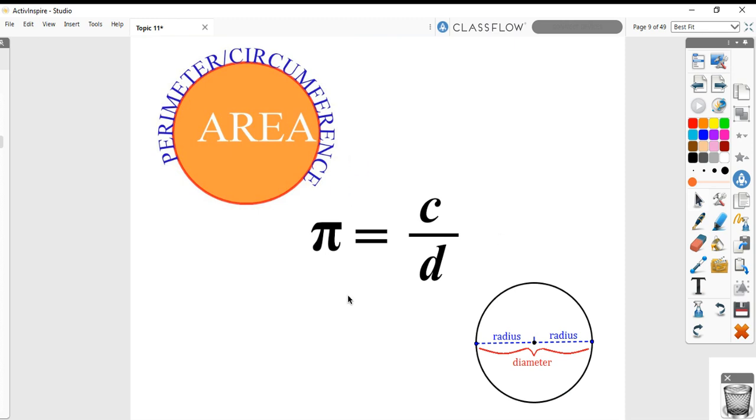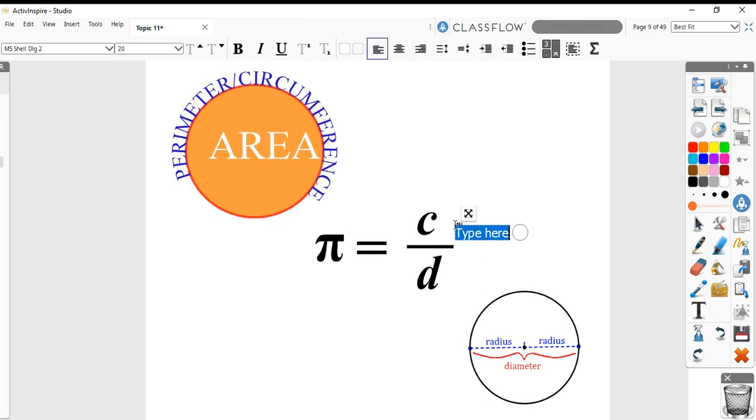When we talk about circles, pi, this is the first thing that you're going to write down in your notes, is equal to the circumference. It's C over D, but I'm going to go ahead and complete those words. Circumference divided by diameter.